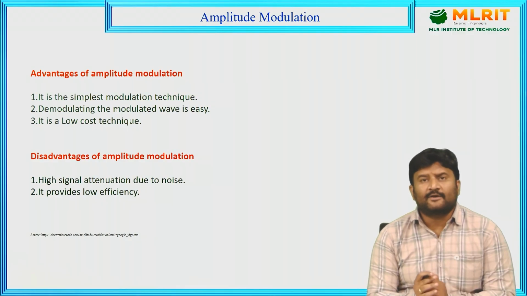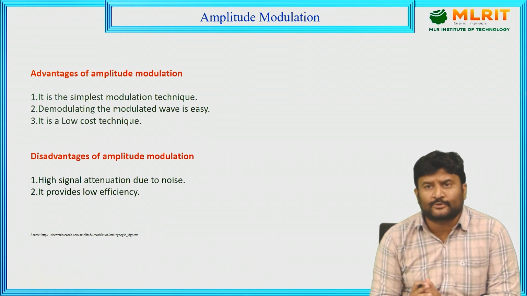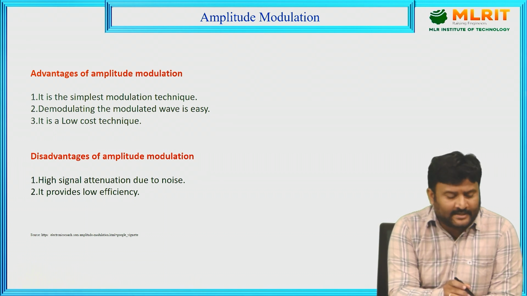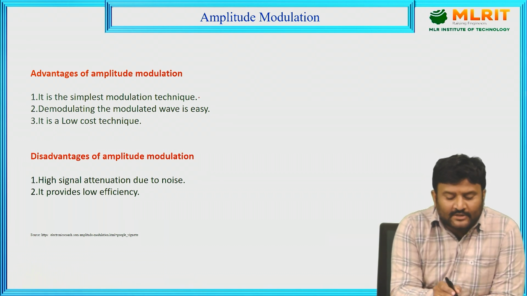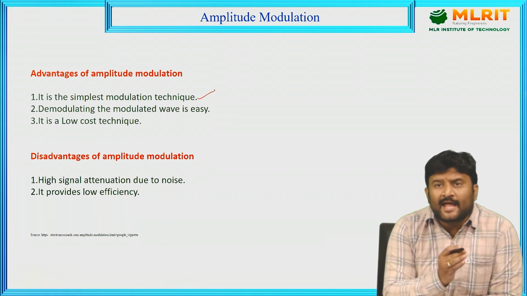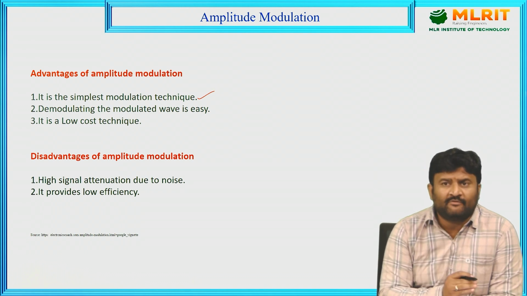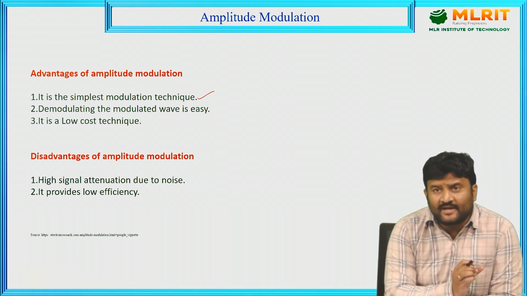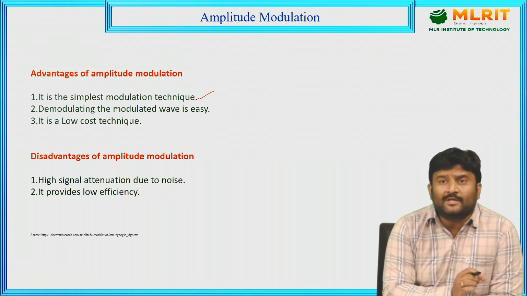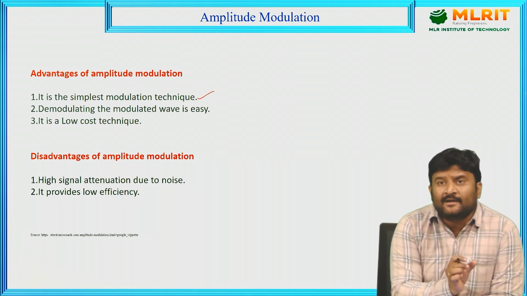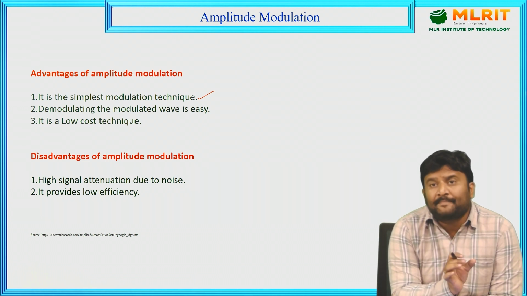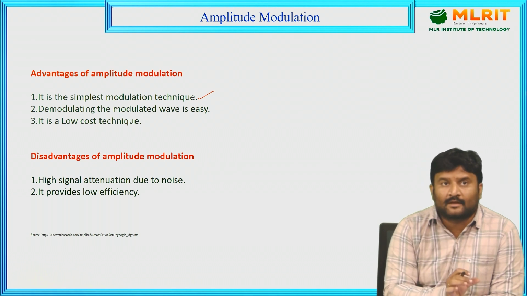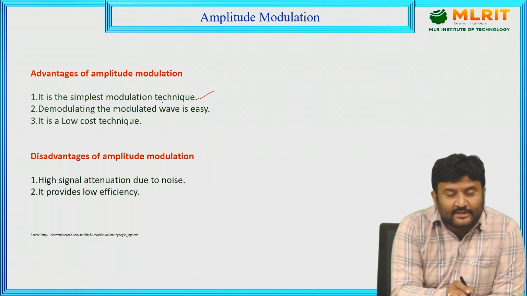Then, what are the advantages and disadvantages of amplitude modulation? Observe here, the advantage of amplitude modulation is that it is the simplest modulation technique, because only the amplitude is varying with respect to the carrier. There is no variation in the frequency and no variation in the phase. Therefore, only amplitudes. It is very easy to identify and observe the amplitude levels of the modulated signal, nothing but a generated AM wave. That's why it is the simplest modulation technique.